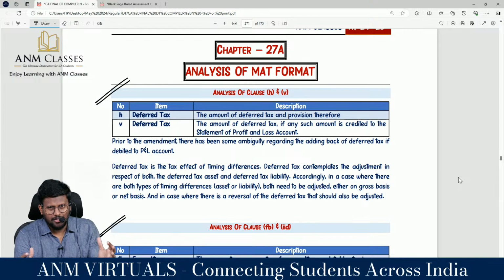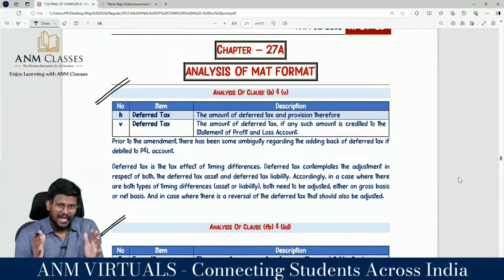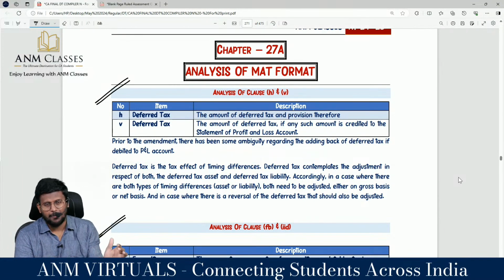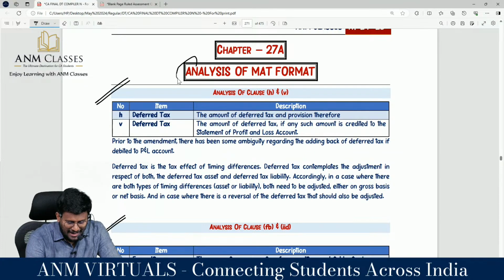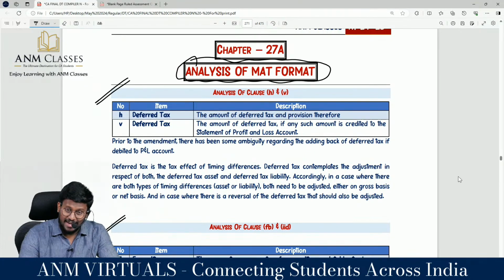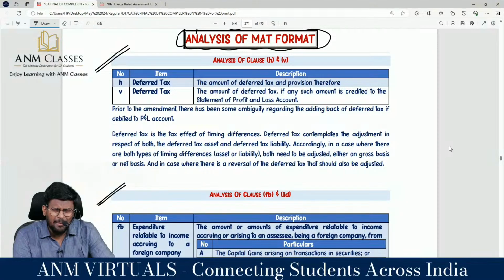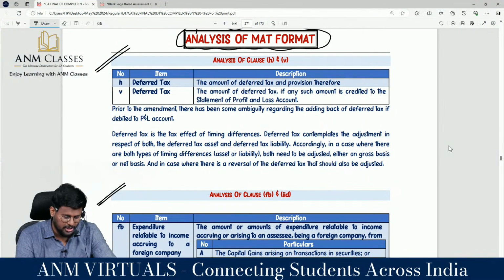In the last slot, my dear lovable students, I have done the introduction to the MAT. Actually, I have introduced the format of MAT to you. Now I am going to do the analysis of the MAT format. Analysis: why I am adding back, why I am reducing, trying to say maximum logic as possible.